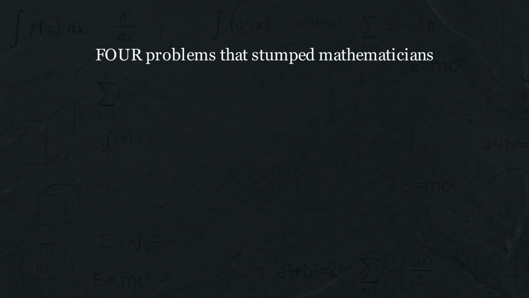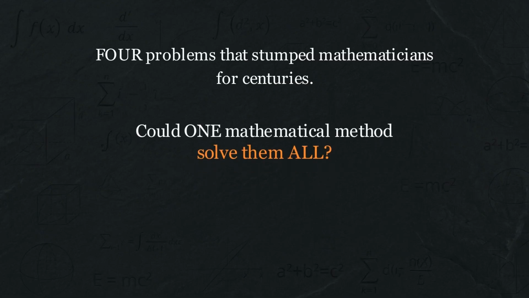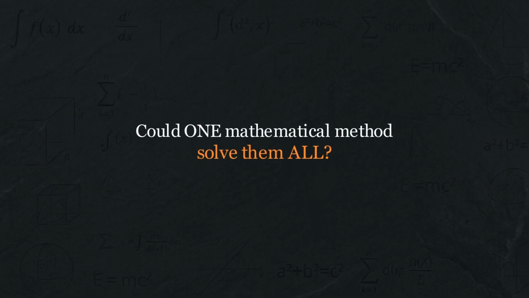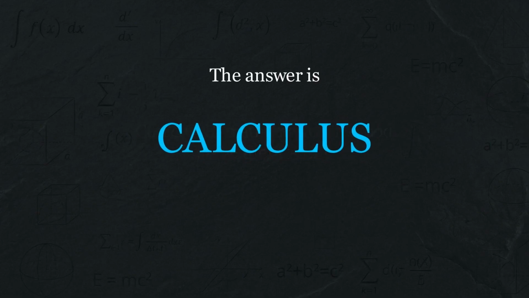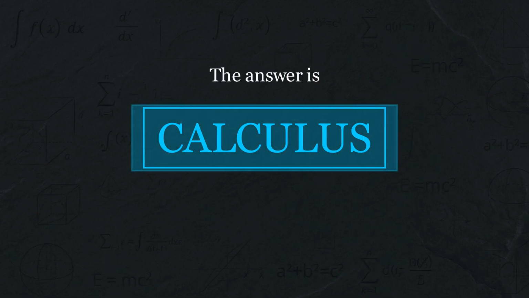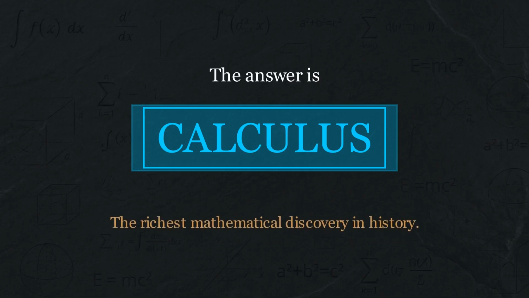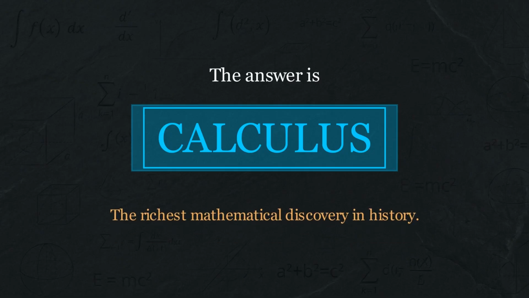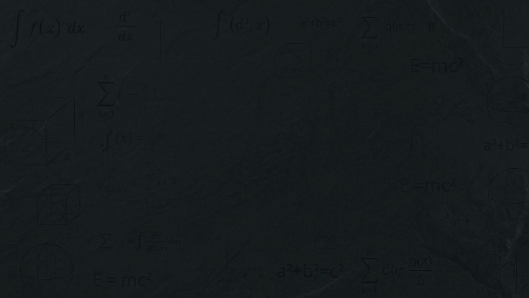4 problems that stumped mathematicians for centuries. Could one mathematical method solve them all? The answer is calculus. The methods that emerged to solve these 4 problems gave humanity the most powerful mathematical tool ever created. As mathematician Morris Klein wrote, "The calculus has proved to be the richest lode that mathematicians have ever struck."